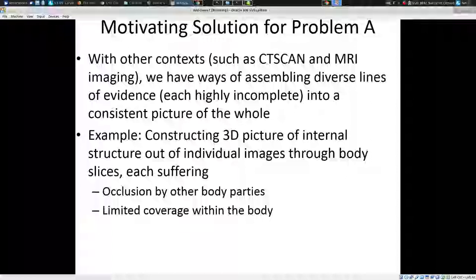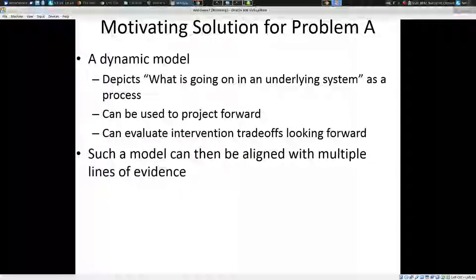Now, in other contexts, such as imaging modalities like CT scans and MRI imaging, we have ways of taking multiple lines of evidence, say images from different angles, each of them very incomplete, and creating a picture of the whole. So, for example, we create a 3D picture of the internal structure out of images, each of which has occlusions and suffers from limited coverage of the body. And we'd like to see if we could construct a similar picture of what's going on in the underlying system using multiple lines of data and knowledge of how the system works.